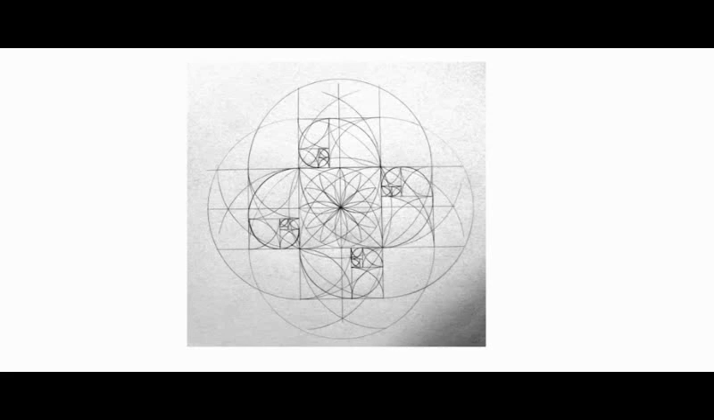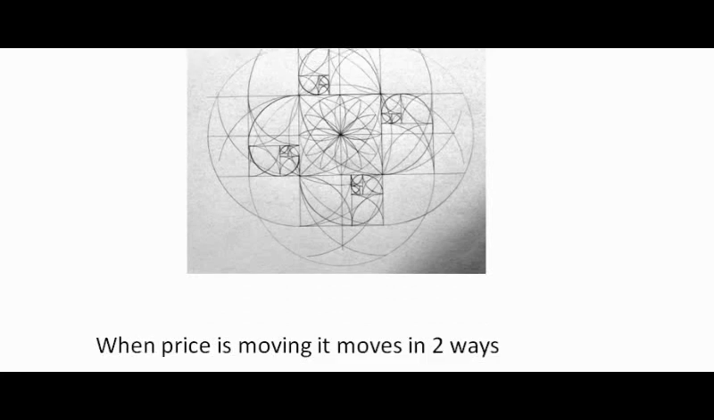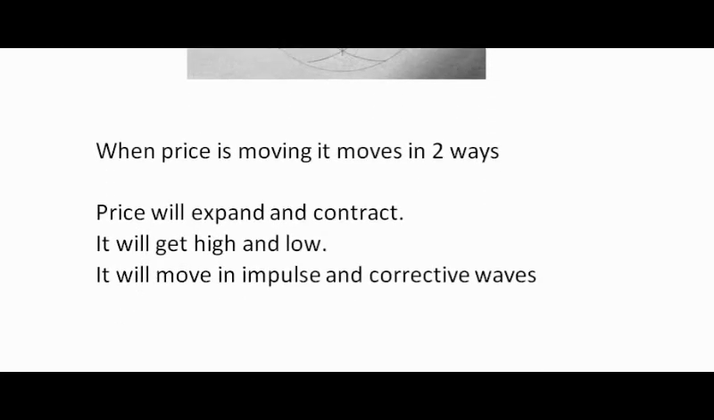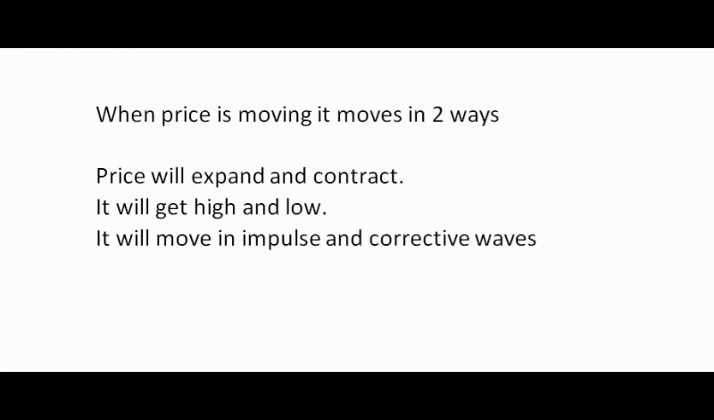All right, so let's just go through this. When price is moving, it moves in two ways. It's going to move up or it's going to move down. There's nothing else it can do, right? Yeah, it can range for a few minutes. It can range for a day or two. It can even range for years. But eventually, it has to go up or down.